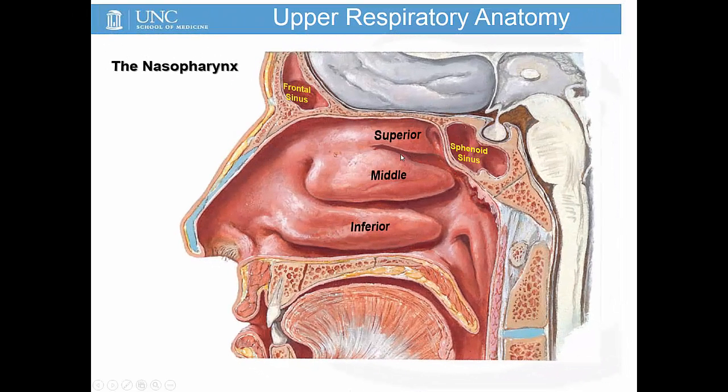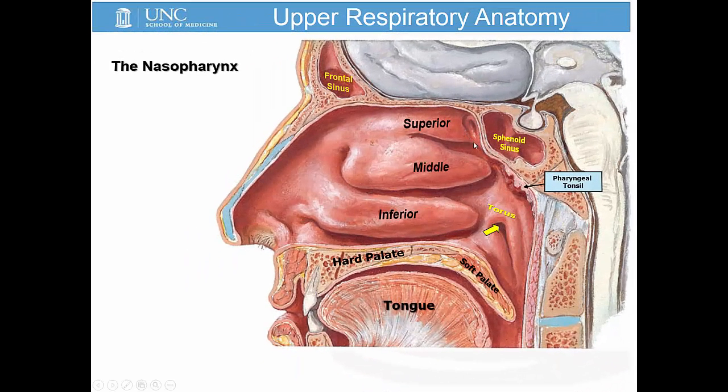Note that the turbinates have small little recesses or spaces beneath them. The paranasal sinuses drain their secretions into these recesses or meatuses. The majority of the secretions occur beneath the middle turbinate in the middle meatus.